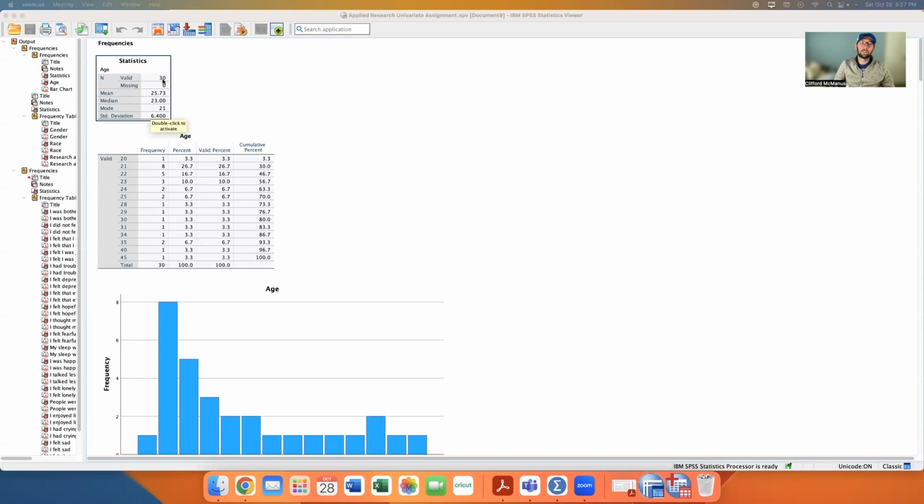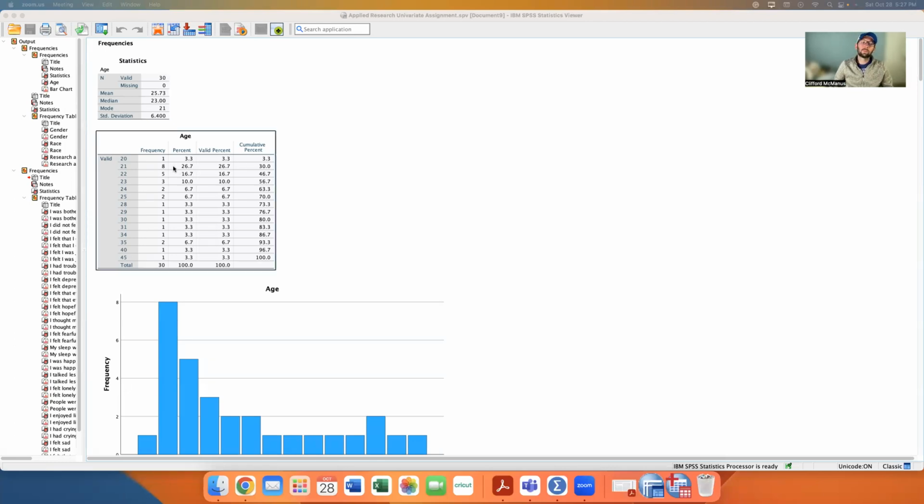So it shows you that the sample size is 30. The average respondent's age was 25.73 years old. The age number with the most responses was 21 years old, and then the median age was 23. With age, there was a standard deviation of 6.4, which is not a normal deviation in responses. Usually want it to be between -2 and +2, I believe.